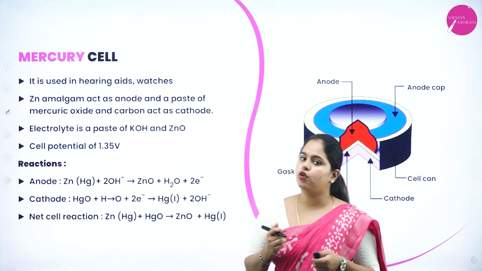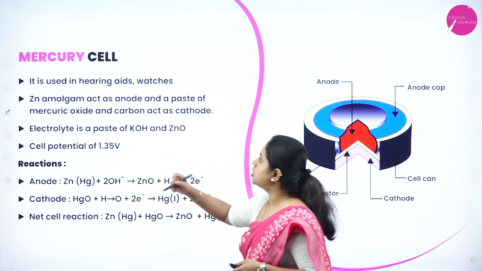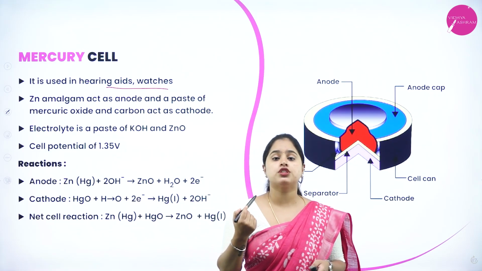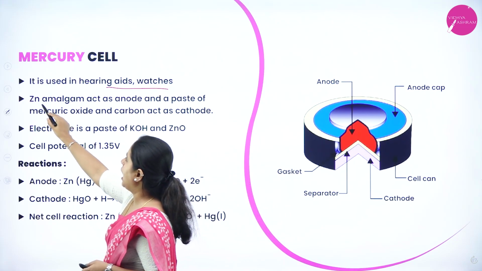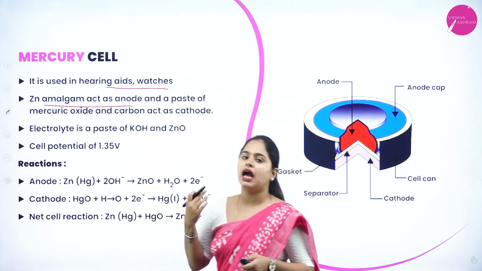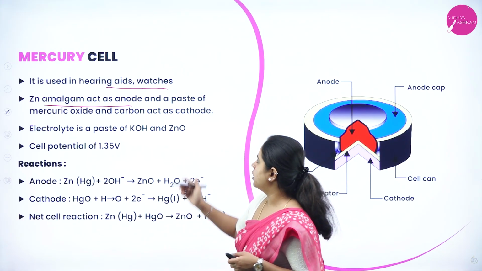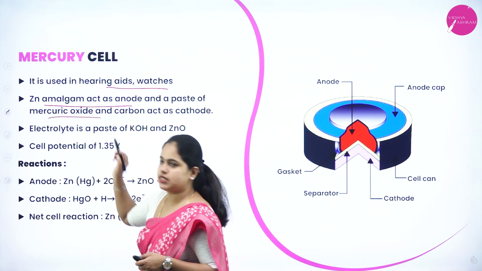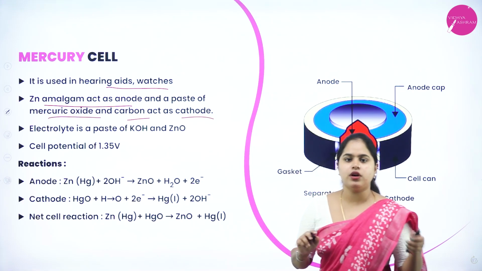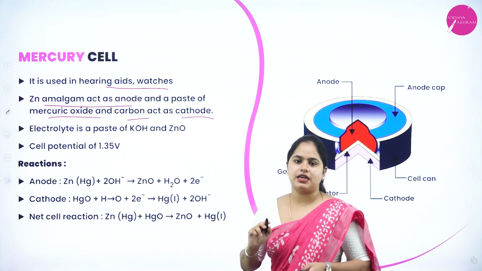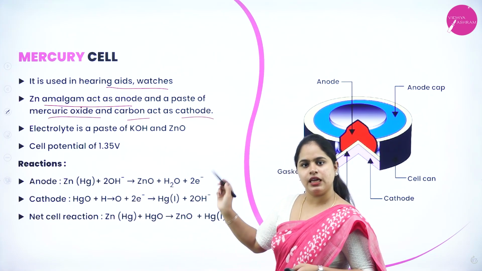The next example of a primary cell is the mercury cell. It is used in hearing aids and watches. Zinc amalgam acts as the anode. It's an amalgam, zinc and mercury amalgam. A paste of mercuric oxide and carbon acts as the cathode. So you're clear with what is the anode and what is the cathode.